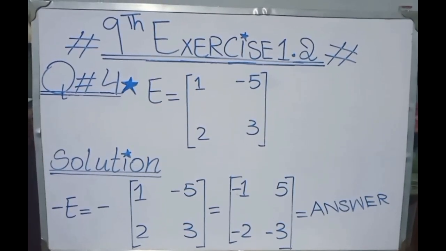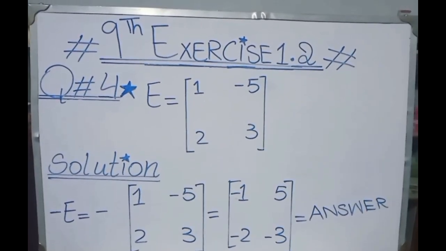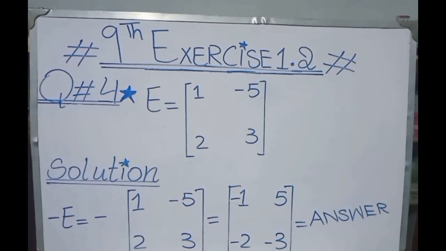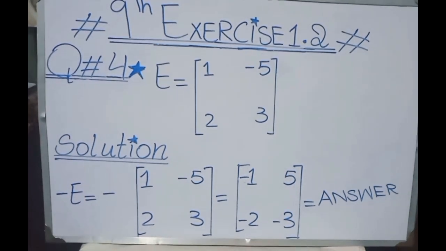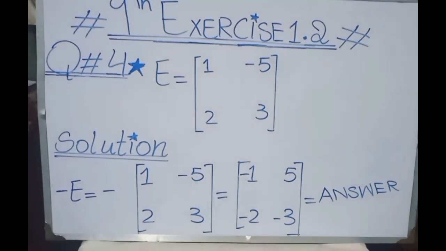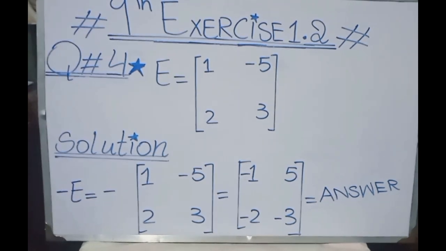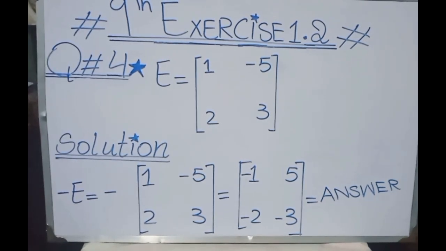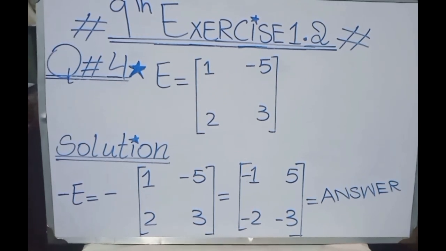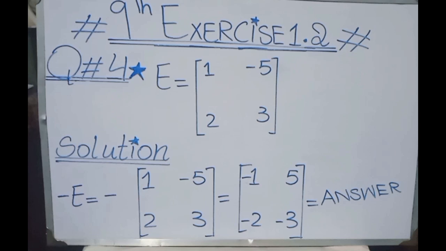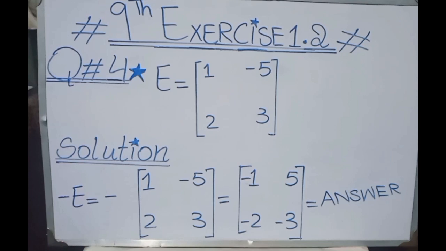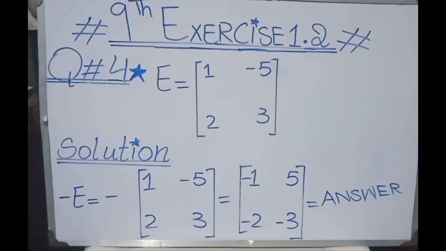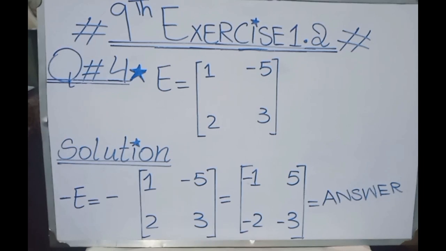And now we will go through our last and final part of question number 4, which is part E. For solving this question, we will again multiply the negative sign with all the entries of part E. And all the signs will become changed, like positive 1 becomes a negative 1, a negative 5 becomes a positive 5, a positive 2 becomes a negative 2, and a positive 3 becomes a negative 3. So this is the whole chemistry of the negative of a matrix.